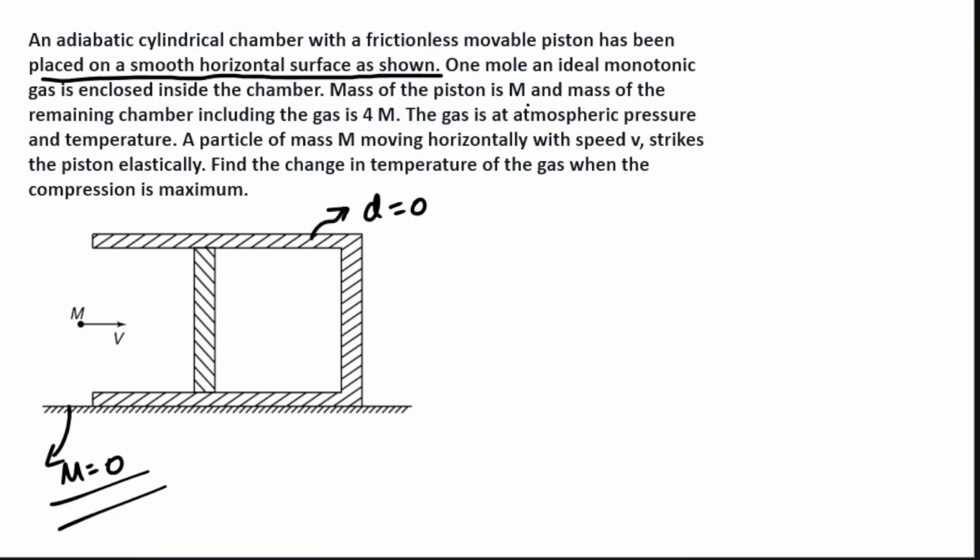Done hai? 1 mole of an ideal monatomic gas is enclosed inside the chamber. So kya notable point hai? Monatomic gas it is, and it is 1 mole. Okay. So this is this, and this is inside the chamber. Mass of the piston is m. So mass of this thing is m, and mass of the remaining chamber, including the gas, is 4m. So mass of this chamber, including this gas, is equal to how much? It is 4m. The gas is at atmospheric pressure and temperature.